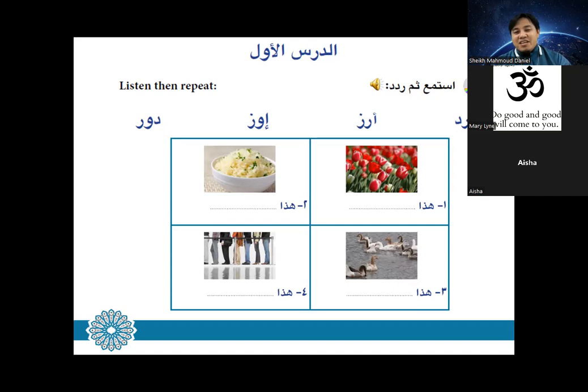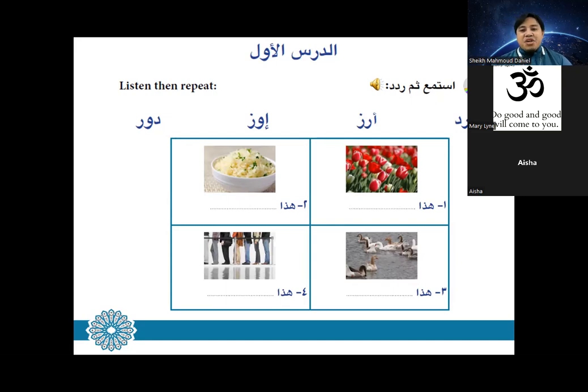All right. For the girl, I will say istami'i. So in the end, there will be a ya. Istami'i anti ya Aisha. Istami'i anti. Thumma raddidi. There is ya in the end. Okay. So it's just an addition to this lesson. But what we want to focus on here is that we have 4 words in front of us.